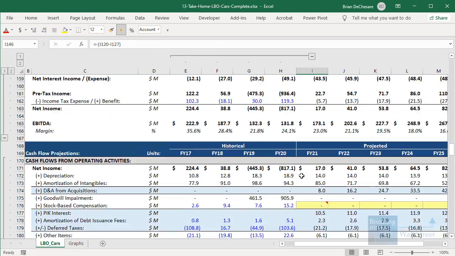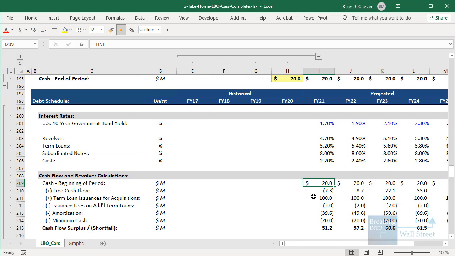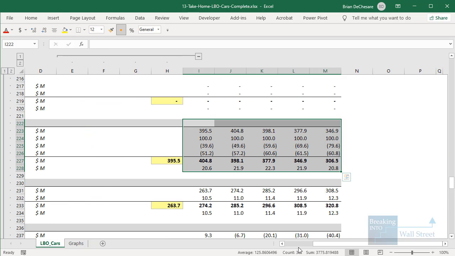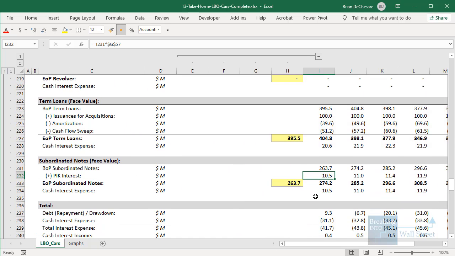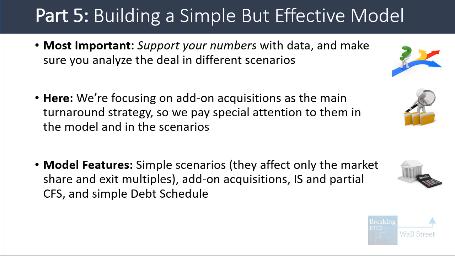We don't focus too much on something like the debt schedule. The debt schedule here is very, very simple because this deal is not really based on financial engineering. This deal is all based on the add-on acquisitions and the company being able to improve its growth rate and boost its EBITDA via those acquisitions. So in short, here we have some simple scenarios. They really only affect the market share and the exit multiples though. We have add-on acquisitions, we have an income statement and a partial cash flow statement and a very simple debt schedule.